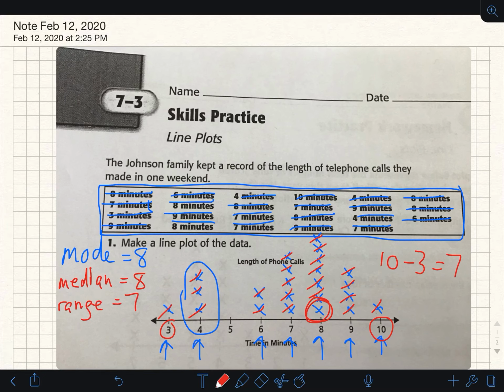And the last thing would be any outliers, and any outliers are numbers that are way outside of what all the other ones are. We have a 3-minute call, we have a few 4-minute calls, but all of them are fairly close in length. An outlier would be if there was a 45-minute call to Stacy's boyfriend or something like that. That would be way outside of the normal, what all the rest of them is. So in this problem, we would say there are no outliers.